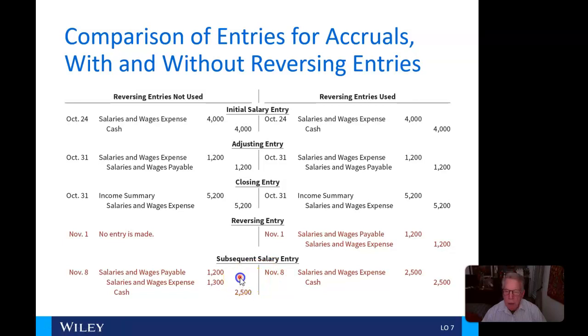Here is where we don't use reversing entries. And here we're going to back out the $1,200 from the payable we made back in October, and then charge an additional $1,300 of wages expense and cash expense. I would tell you from a practical standpoint, we would never, ever not use reversing entries.